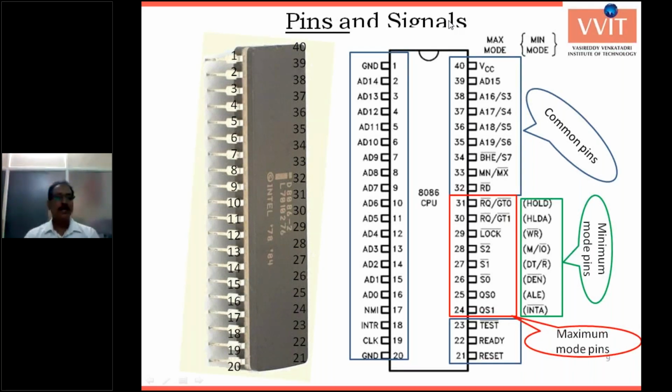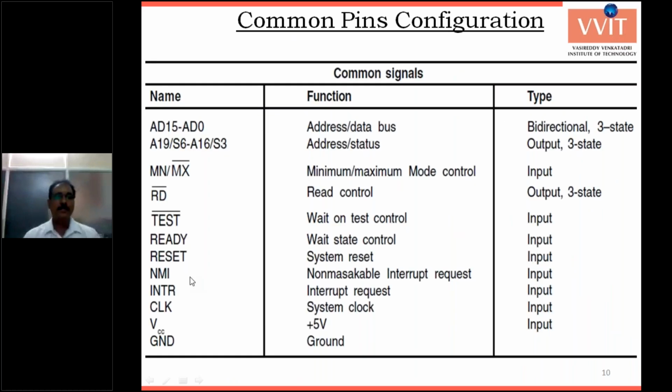Next, NMI. NMI is the non-maskable interrupt. This is the third priority of the interrupts. It is the highest interrupt compared to the INTR.